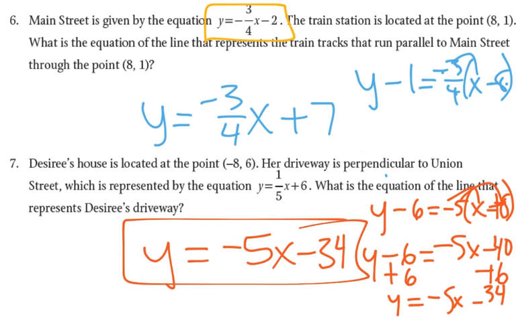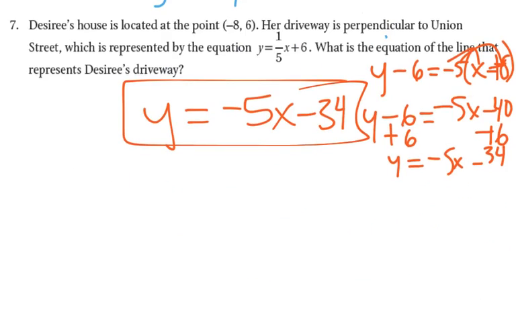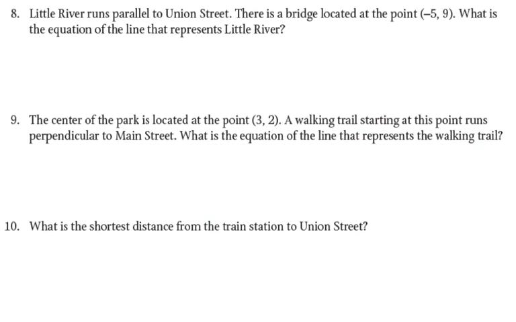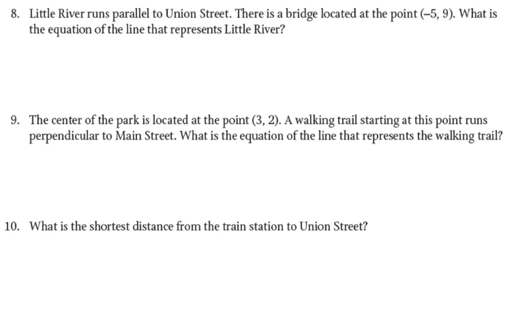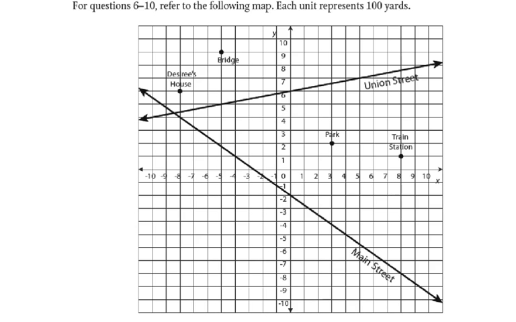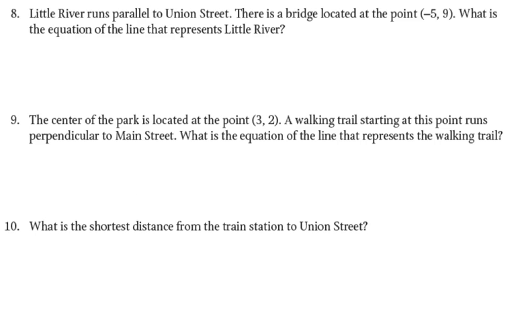So there's our equation: y equals negative 5x minus 34. All right, so 8, 9, and 10. We're still dealing with the same picture. Little River runs parallel to Union Street. There is a bridge located at the point (negative 5, 9). What is the equation of the line that represents Little River?